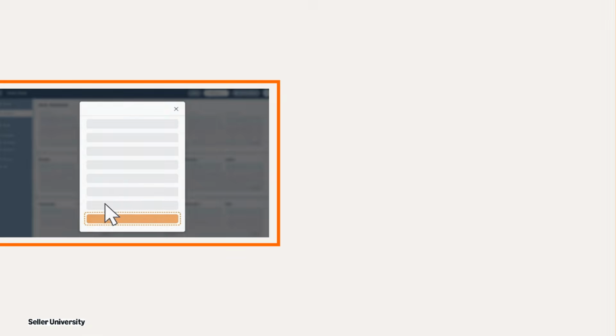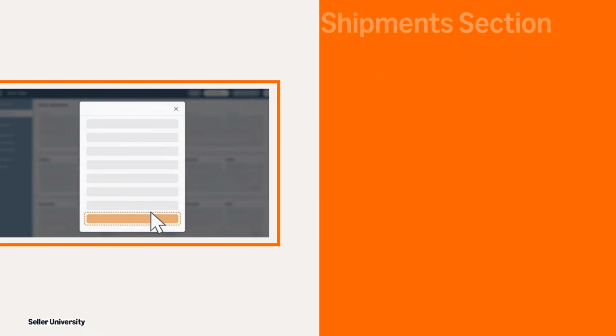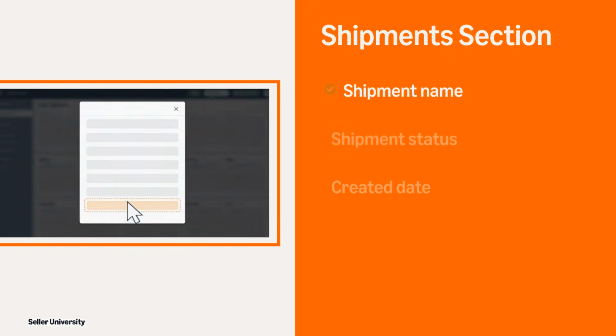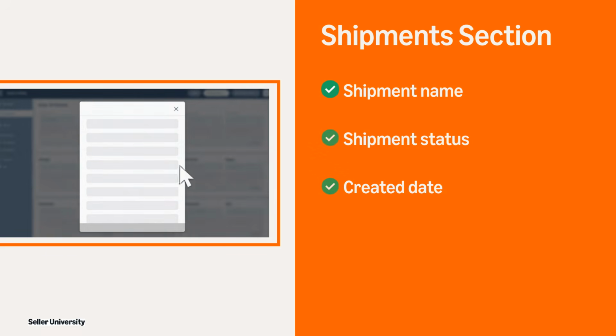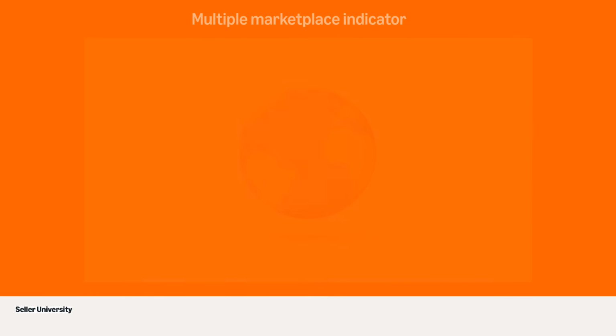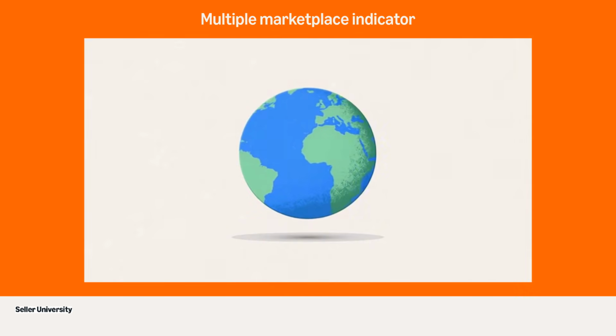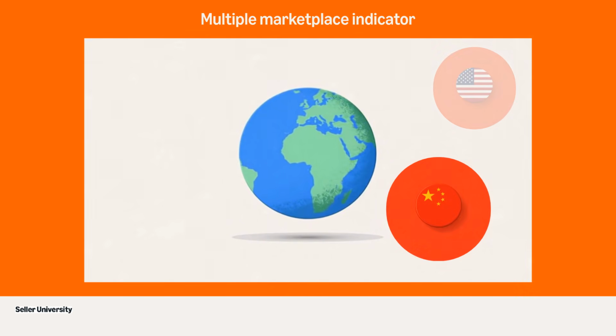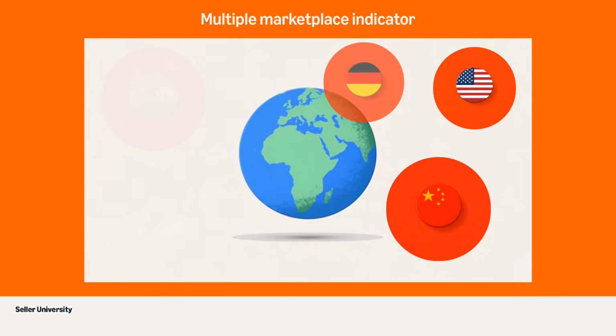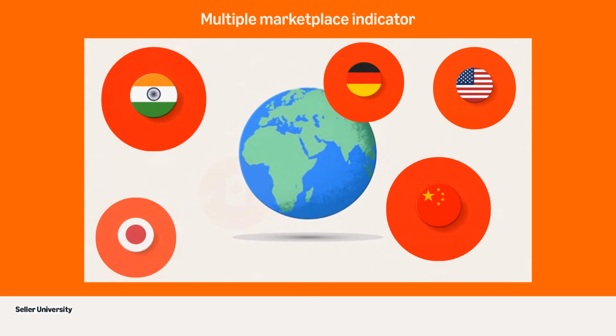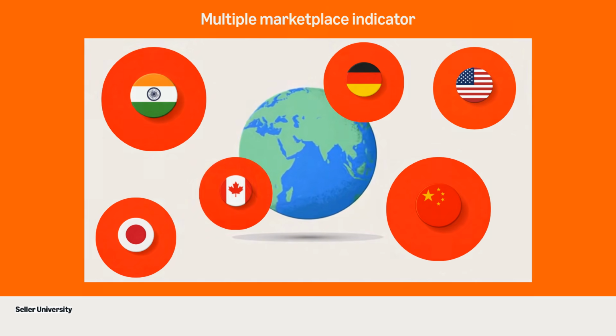The page displays your shipments in a table format, showing details like shipment name, status, created date, and last updated date. If you sell in multiple marketplaces, you will also see a marketplace indicator next to each shipment. This flag shows which marketplace the shipment is associated with, so you can avoid mixing shipments across regions.